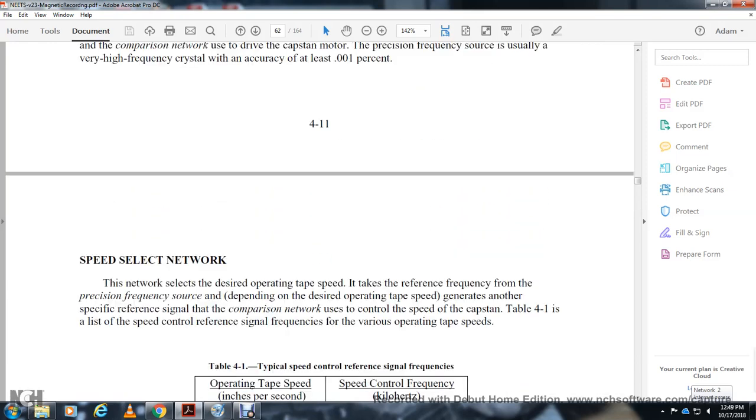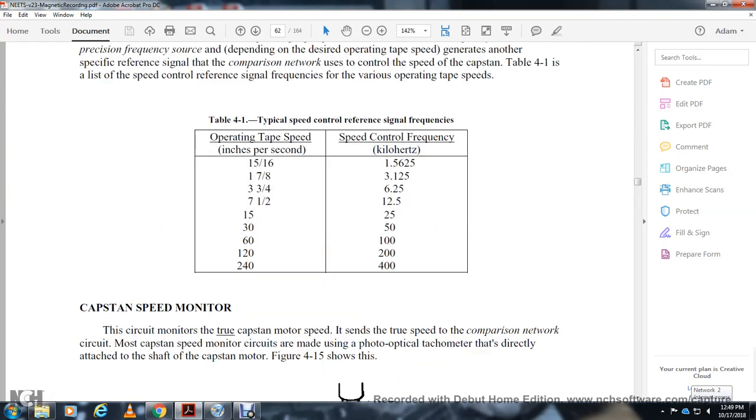The network selects the desired operating tape speed and takes the reference frequency from the precision frequency source. Depending on the desired operating tape speed, it generates another specific reference for the comparison network that controls the capstan speed. Figure 4, table 4-1, shows the control reference frequency for the different operating tape speeds, with the tape speed in inches per second and the control frequency in kilohertz.